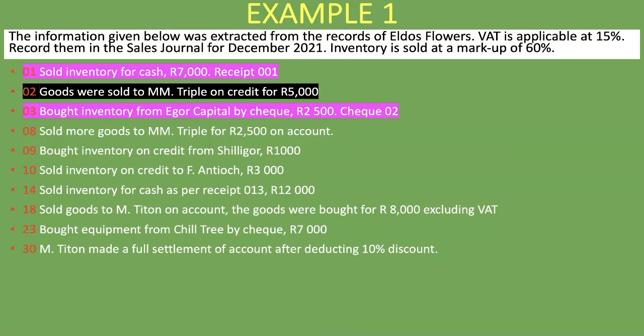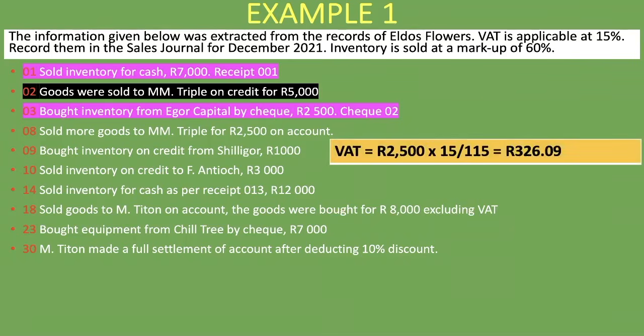So let's calculate the VAT output. How do we go about doing that? Well, I hope you attempted the question and you took the 2,500 times 15 divided by 115. Because 15% is the VAT and the 115 is the 100% plus the 15% VAT, and it gives us VAT of 326 Rand 9 cents.